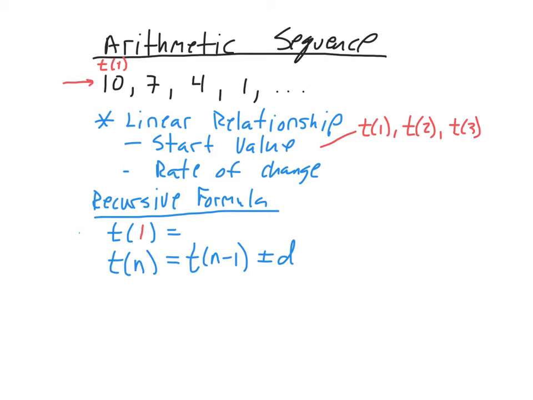So basically, we choose the start value t of 1 by default. It's the first term I see listed in the sequence. For us, in this example, it's 10. T of 1 is 10. I could use anything I want. I can use t of 2, t of 5, whatever. The problem with using those later ones, of course, is that I don't get the whole sequence.